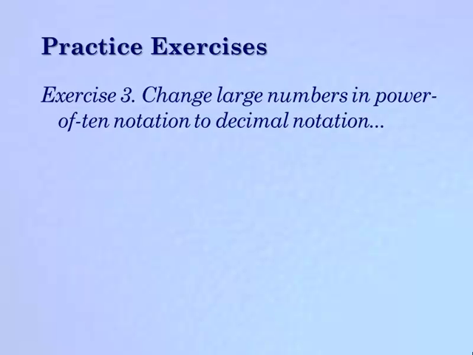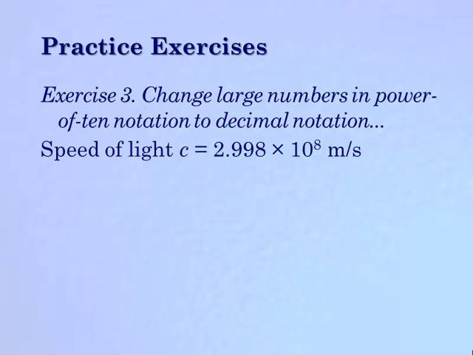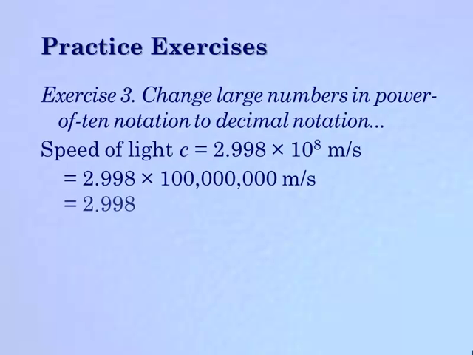We can do the reverse by changing large numbers that are in the power of 10 notation to decimal notation. For example, the speed of light, 2.998 times 10 to the 8 meters per second. If we wanted to write that number in decimal notation, 2.998, and we have to move the decimal point over 8 places. Then we have to insert some commas to make it more readable.